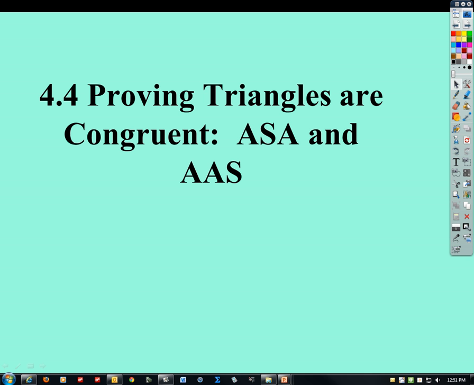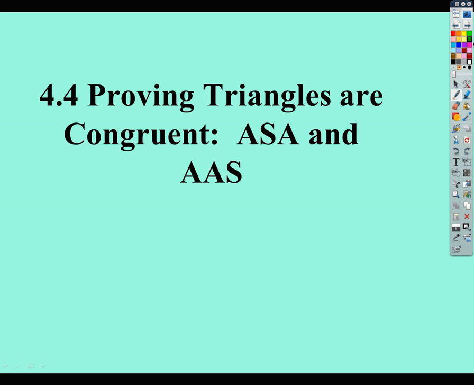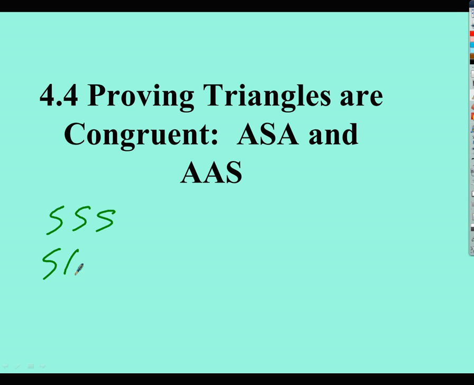There are 6, easy to remember, there are 6 possible permutations of the letters A and S here. You have 3, with 3 of each. These are the ones that work, so we'll write them in green. The ones that work so far are SSS, SAS. We get 2 more. We get angle, side, angle, and angle, angle, side. Now we'll write in red the 2 that don't work.